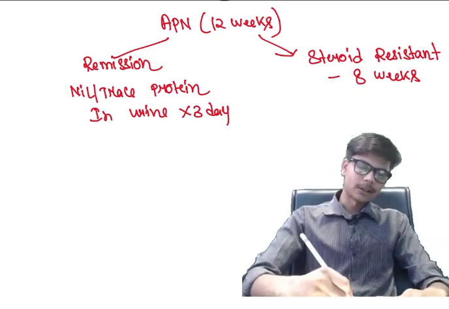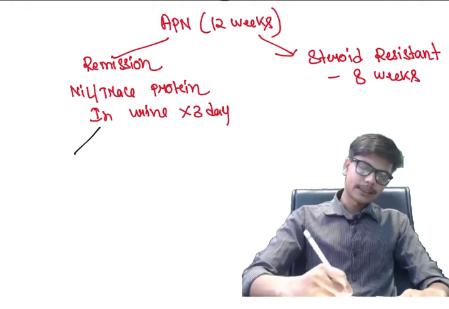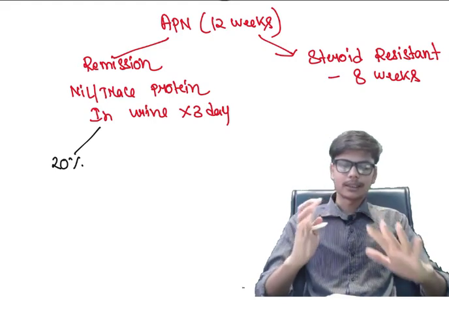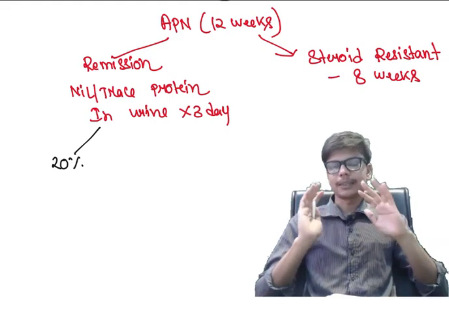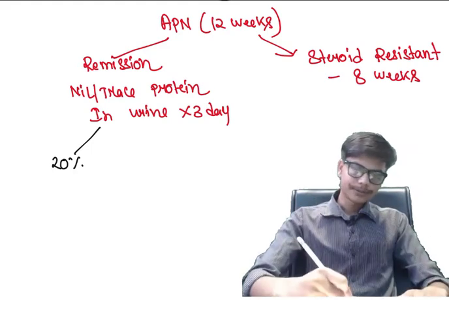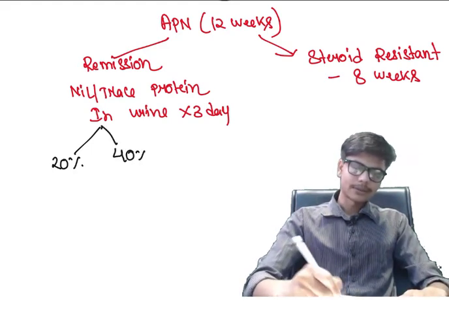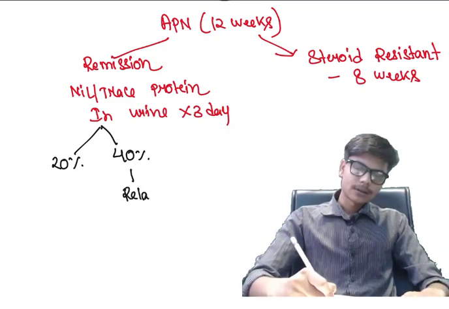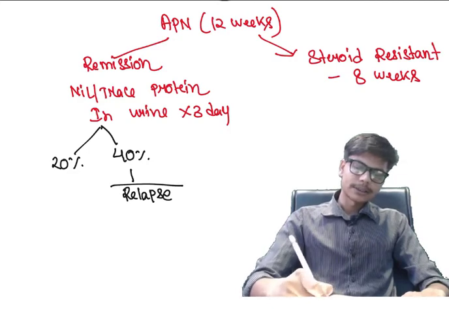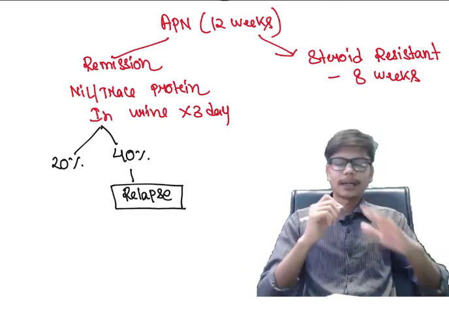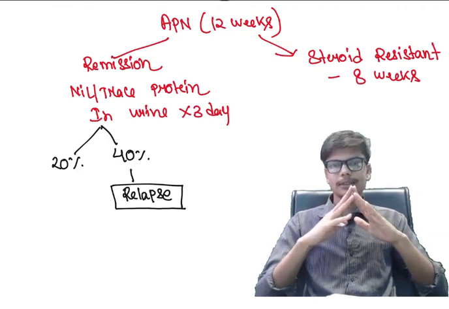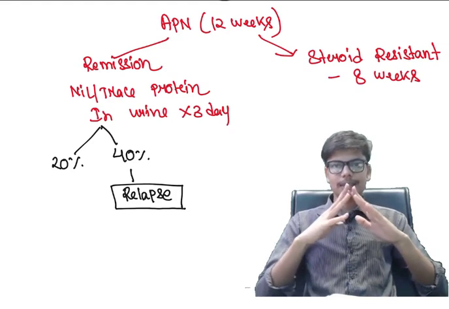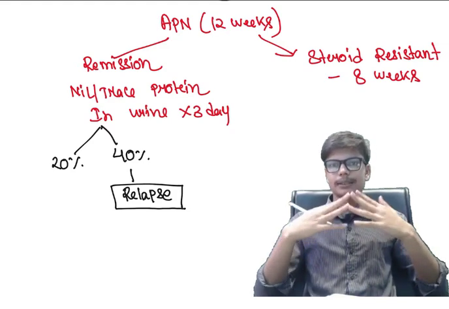After remission, the person may be completely cured. Around 20% of the patients of nephrotic syndrome are completely cured, and he or she may not have a second episode in her lifetime. But around 40% of the patients of nephrotic syndrome will relapse after treatment with steroid, after the first episode. This relapse can occur after 1 month, after 2 months, after 3 months.